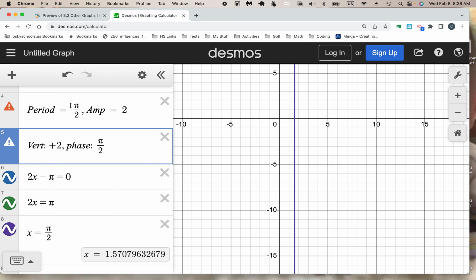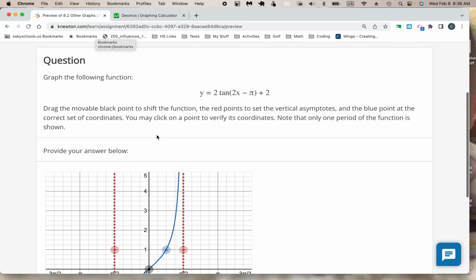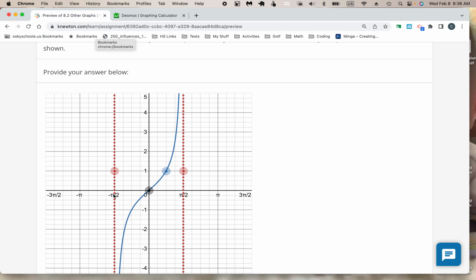So we have the period, which is pi over 2, the amplitude, which is 2, the vertical shift, which is positive 2, and a phase shift of pi over 2. Now we're going to change the graph by doing the period first, then the amplitude, then the vertical shift, and then the phase shift. So let's start with the period. Right now the period goes from negative pi over 2 to pi over 2, which is a total of pi.